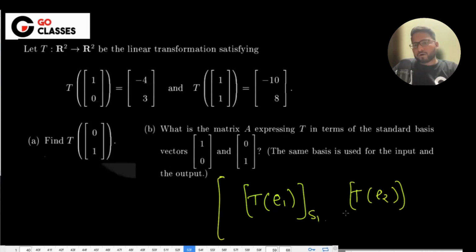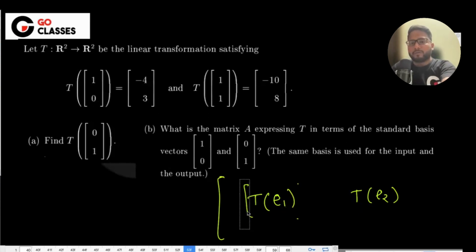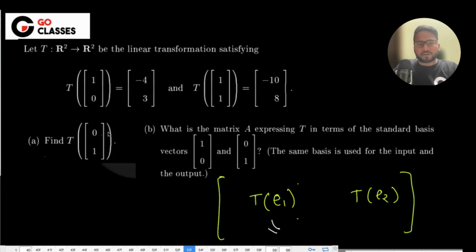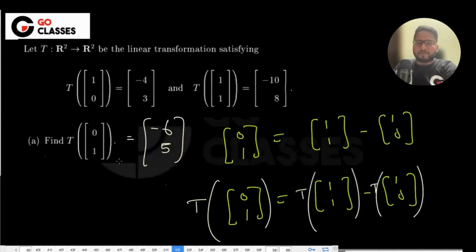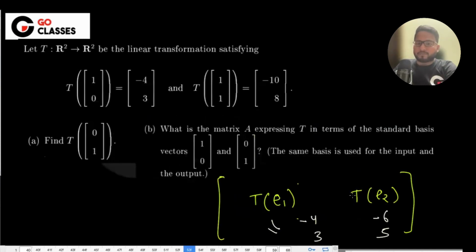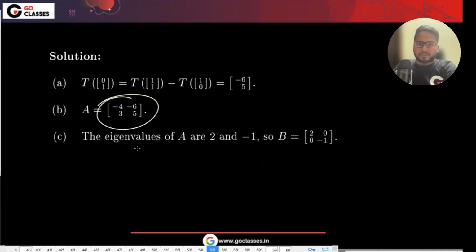Here you need to write S with respect to the standard basis, but with respect to the standard basis, even if you don't write it, I think this is the matrix, right? So tell me, do you have T of E1, T of E2? I think you have it, right? So what is T of E1? This is nothing but (1, 0), I think this is (minus 4, 3). And T of (0, 1) is (minus 6, 5), that is what we have just got. So (minus 4, 3), (minus 6, 5), right? Okay.